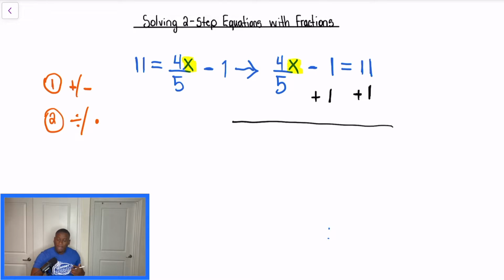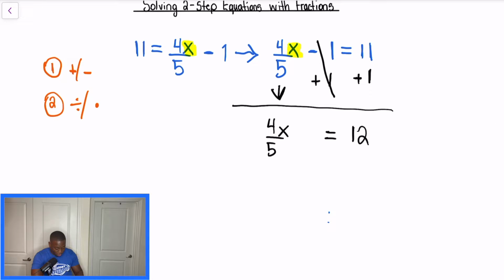I like to add things vertically. It's easier to see. Once we do that, we bring 4 over 5x straight down because there's nothing to combine with it. So we have 4 over 5x. Remember, this cancels out to 0, and it's equal to 12 now. Just remember at this step, guys, there's two ways that we could try to solve this equation with this fraction. So let's rewrite it, and then we'll work on how to actually solve.